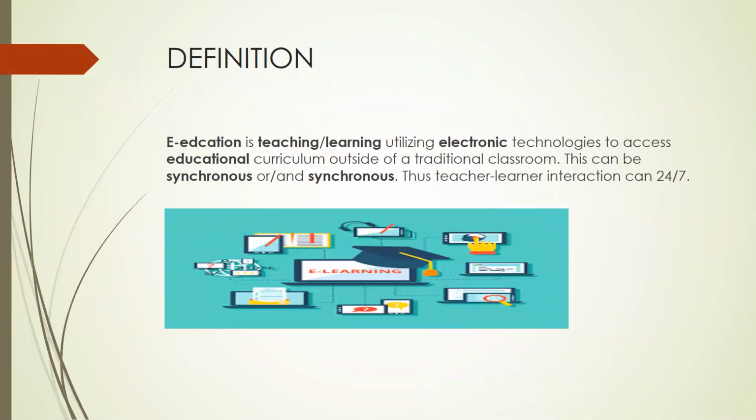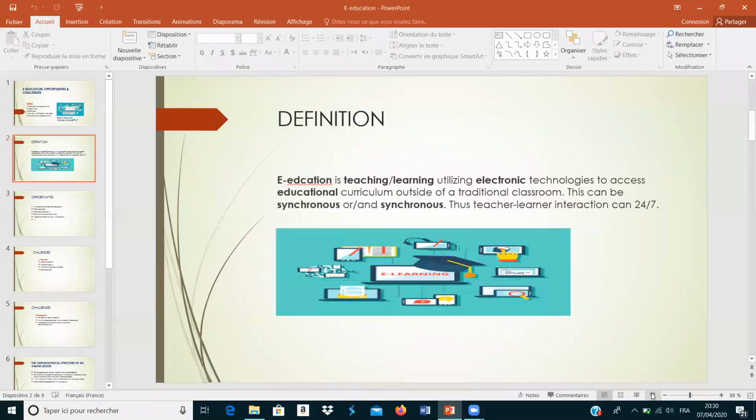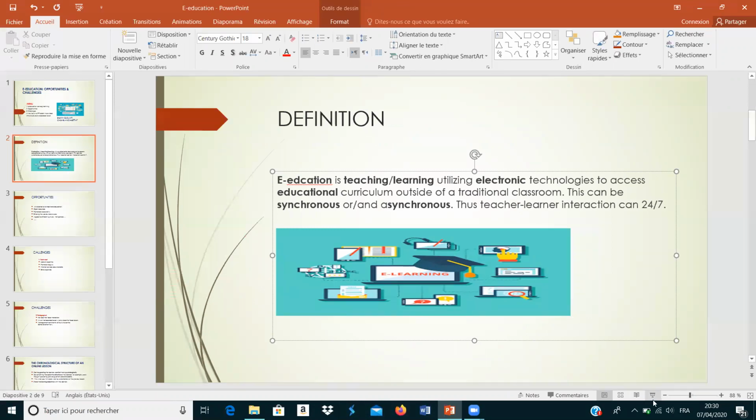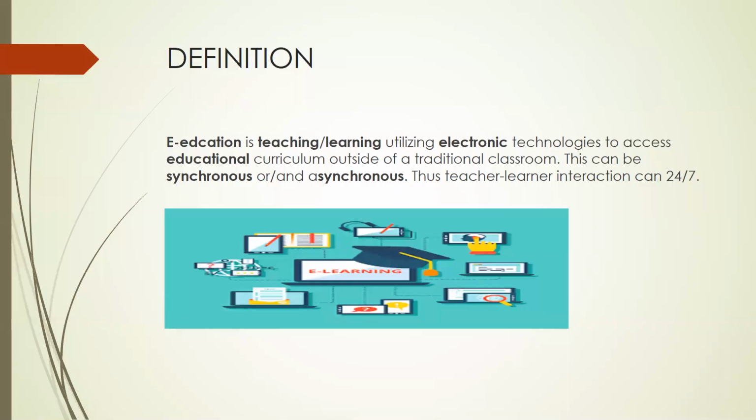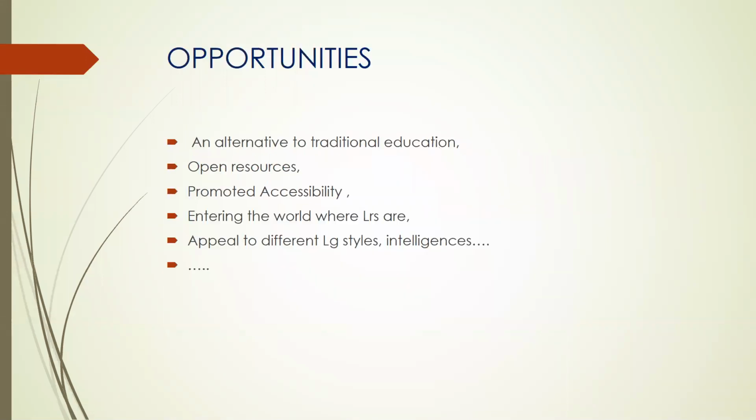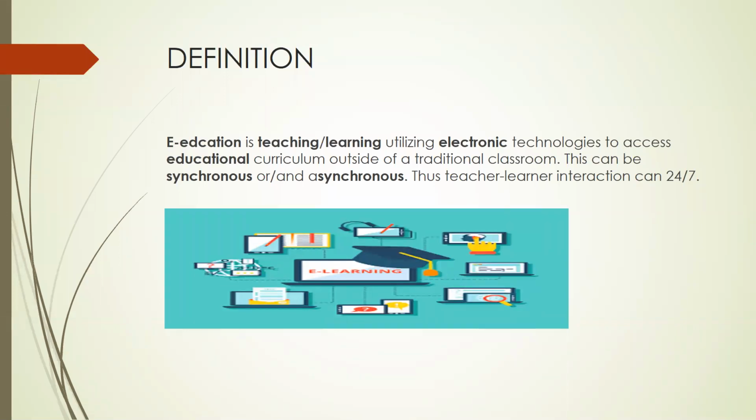To start with the definition, I know that so many of you know this. But just to remind you, just to unify the vision of it, distance learning or education means what? It's just teaching and learning, using electronic technologies to access education curriculum outside the traditional classroom. So as you can see, we're moving from a traditional classroom setting into distance learning. This shift is not easy for everybody, for both the teacher, the learner, for the parents, for the supervisor, for everybody.